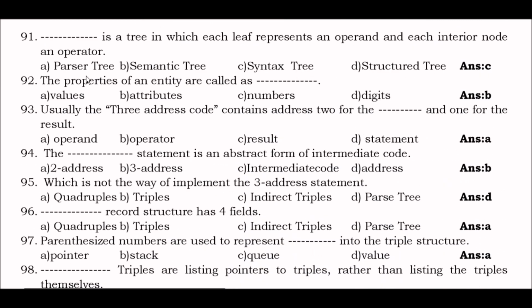Next question. Blank space is a tree in which each leaf represents an operand and each interior node an operator. So right answer here is option C, syntax tree. Syntax tree is a tree in which each leaf represents an operand and each interior node an operator. Next question. The properties of an entity are called as option B, attributes. Okay. Next question.